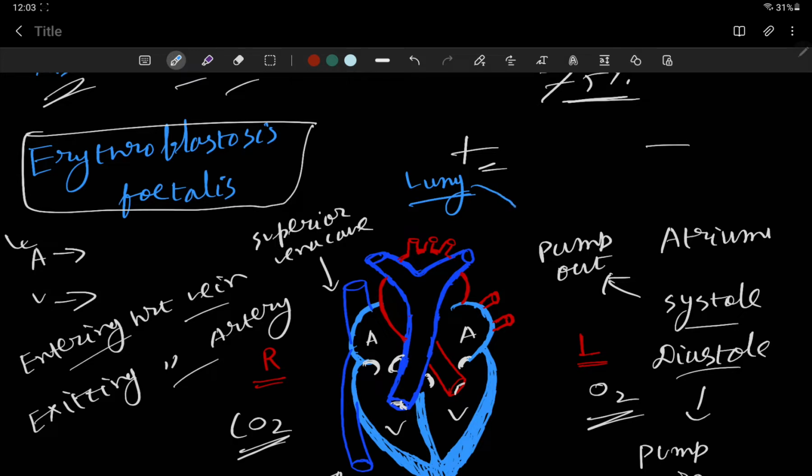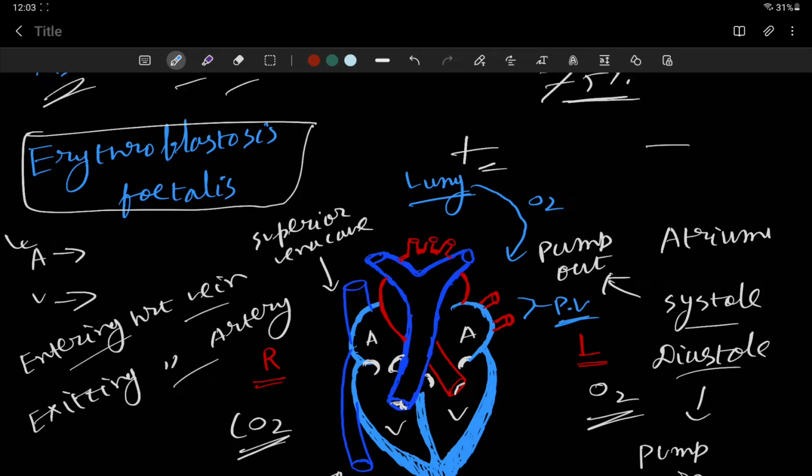So the lung will supply O2 blood via the pulmonary vein. As it is entering the heart, that's why this is called the pulmonary vein. So the right section of the heart, that is the right atrium, is collecting CO2 blood via the superior and inferior vena cava, and the left section of the heart, that is the left atrium, is collecting O2 blood via the pulmonary vein. Both atriums, as they are collecting the blood, are in diastolic condition.